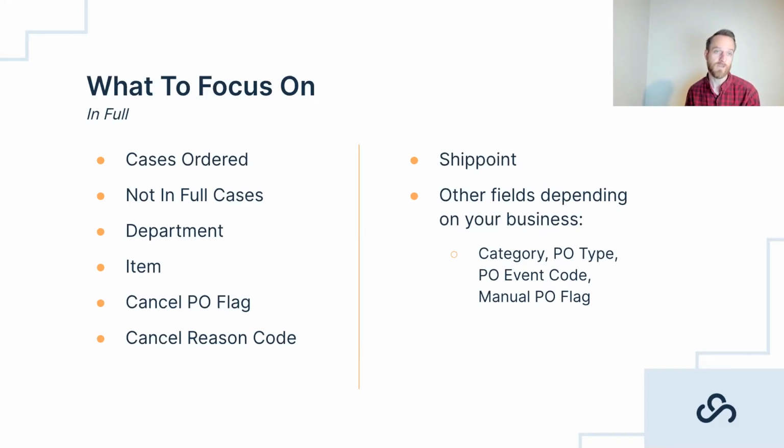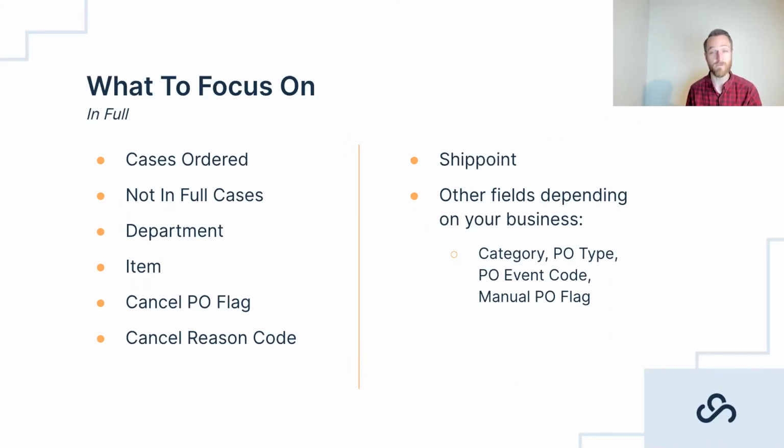The ship point is another data point or perspective that you may want to understand, primarily if you're a supplier with multiple warehouse or shipping locations. If you ship from multiple facilities, understanding performance from each of those can be very helpful. So it's helpful to know for each PO which facility it shipped from.